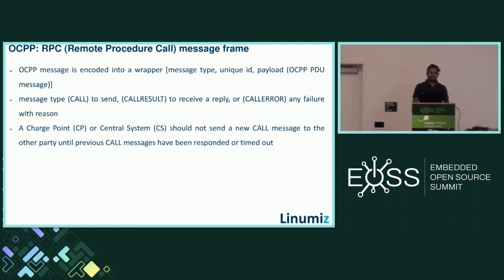The OCPP specification mentions that there should not be a new call message originating from either the charge point or the central system until the previous call message has been responded to or timed out. This means there will be only two call messages existing between the charge point and the central system at any instance, one originated from the charge point and another originated from the central system. And no new call message should be started before the response or the timeout.